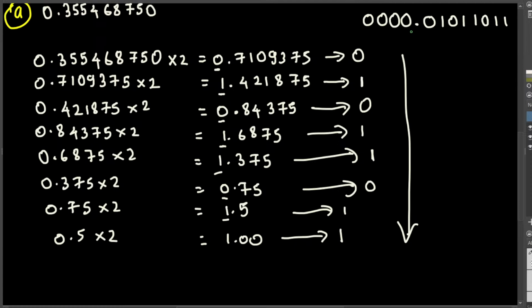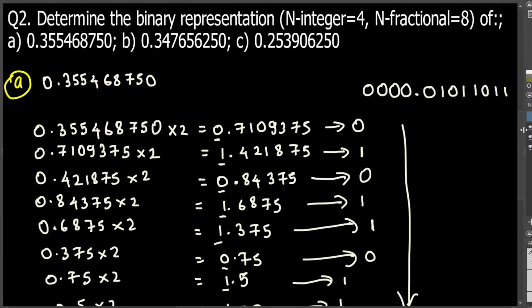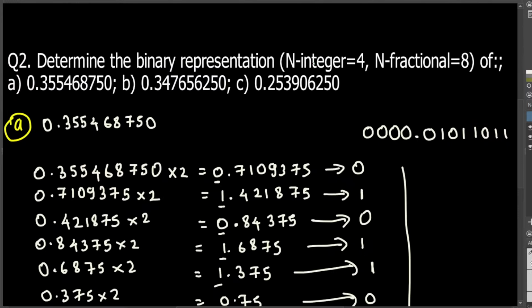But here we already have 8 bits. The integer is 4 bits, 0 0 0 0. And then for the fraction we give 8 bits, that is 0 1 0 1 1 0 1 1. Once we reach there, we are done. That's the answer for the first question, the A part.